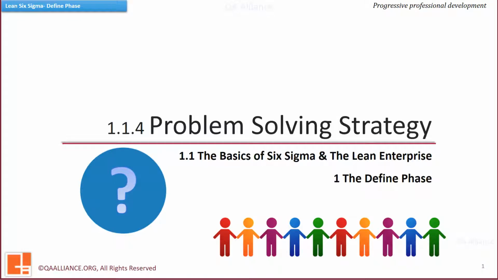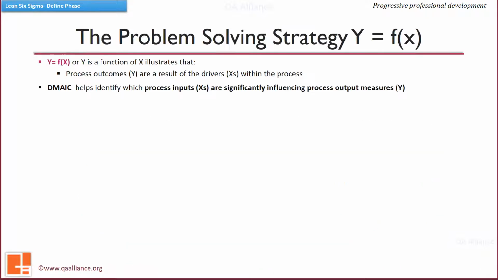Welcome back. You must be thinking about how metrics are used in improving a process. What could be the possible strategy that is used during a Six Sigma project? In this lesson, we'll cover the strategy behind the Six Sigma methodology. To understand the strategy, we should know an equation: y is a function of x.